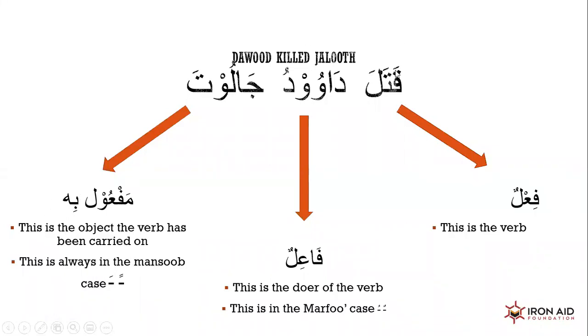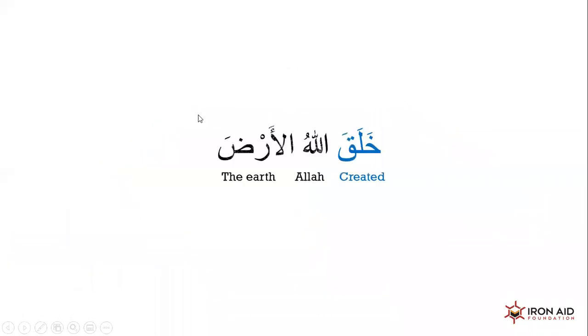So three things. Number one, the fi'l comes first. Number two, the fa'il, the doer, and this is marfu'. It will always have a dhamma. And then the maf'ul bihi, number three, is the object, and it will always be in the mansoob case, normally denoted by a fatha. Verb, doer, object. Doer is in the marfu' case, dhamma; object, mansoob case, fatha. Just to solidify things, inshallah, we'll go through some examples from the Quran.